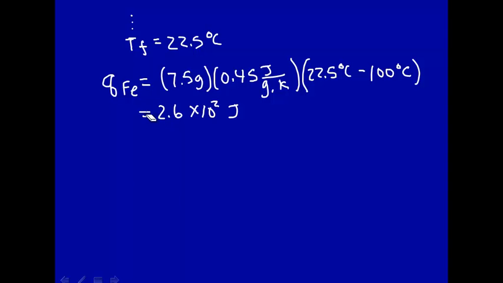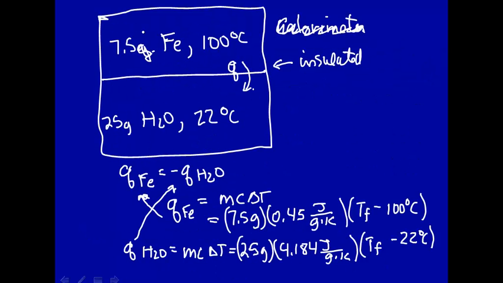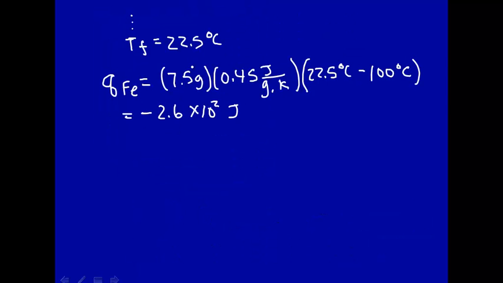Now let me make that more clear here. Oh, I love the eraser feature. That's equal to minus 2.6 times 10 to the squared. And we expected a negative heat for iron because of our sign convention: we're sitting in the iron, so Q is negative because iron is losing heat. And similarly, Q for water will be positive. In fact, Q for water will be exactly the negative of Q for iron.